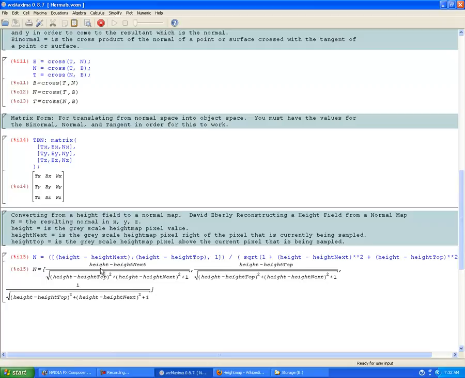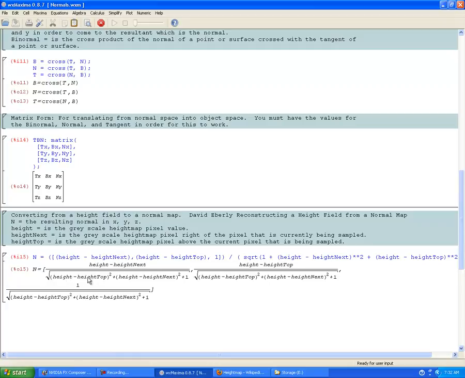So you're going to have the height here minus height next, all over the square root, and this is for X, of the square root of height minus height top, squared, for the whole thing here, plus height here minus height next, squared, and then plus 1 for that whole thing there. And then you're going to take the square root of that. So once you get this, you just reuse it over and over again.